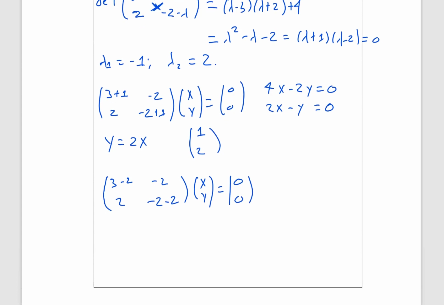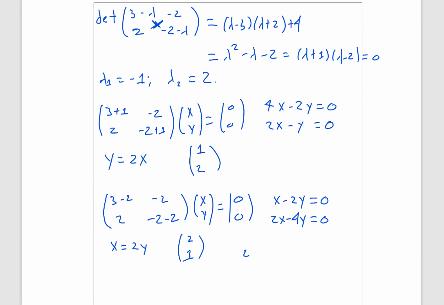Okay, so the top equation is x minus 2y is equal to 0, and the bottom equation is 2x minus 4y equals 0. So here notice that the bottom equation is 2 times the top equation, and the top equation tells us that x is equal to 2y. So any vector where the top entry is 2 times the bottom entry is going to be an eigenvector, except for the 0 vector. So for example, 2, 1 would be an eigenvector, but also something like 4, 2 would be an eigenvector. But 2, 1 is somehow the simplest, so that's the one that we're going to pick.